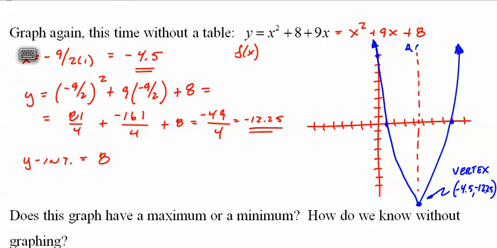So axis of symmetry. For now, we'll just indicate. We're not going to actually label them. X-intercepts, vertex, that's everything.